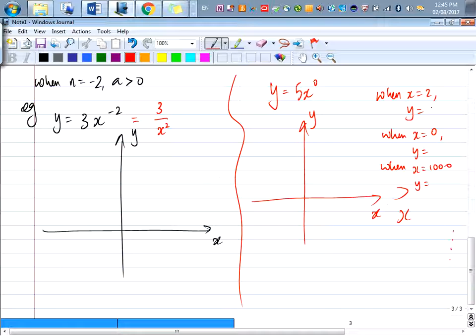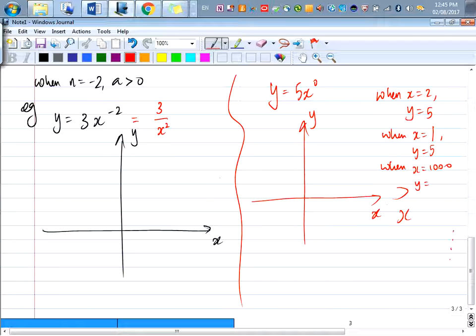What's my value here? Do you need your calculator? 5 times 2 to the power of 0. How much is that? Anything to the power of 0 will be 1, isn't it? So 5 times 1 gives you 5. When x is equal to, let's say, 1. When x is equal to 1, y equals 5 times 1 to the power of 0. How much is that? You sure not, Afiq? What is 1 to the power of 0? Still 1. So 5 times 1 will give you 5.